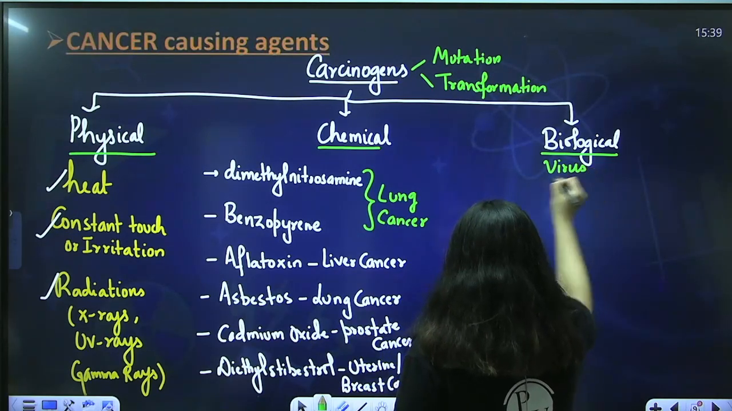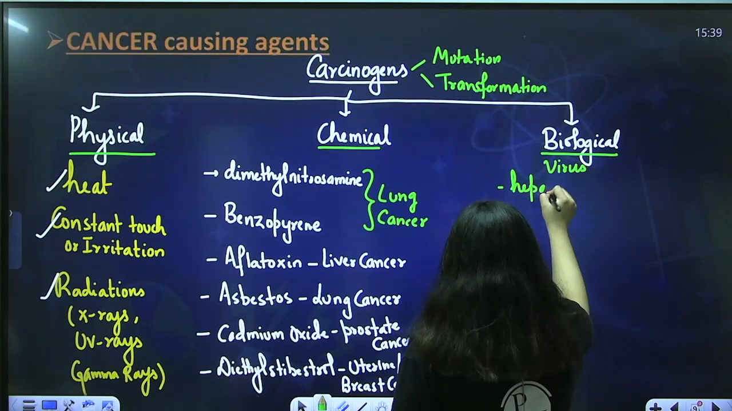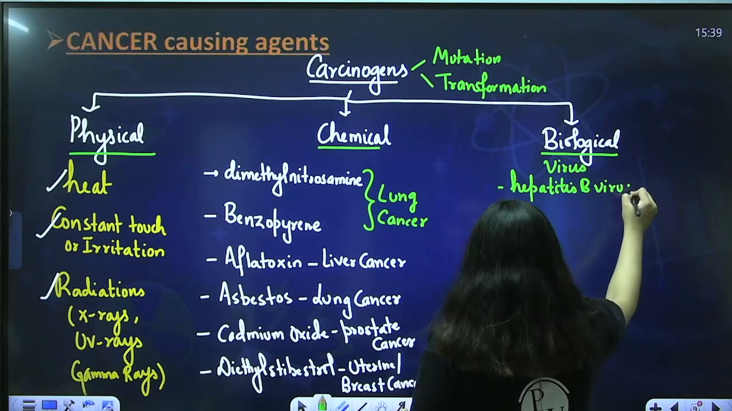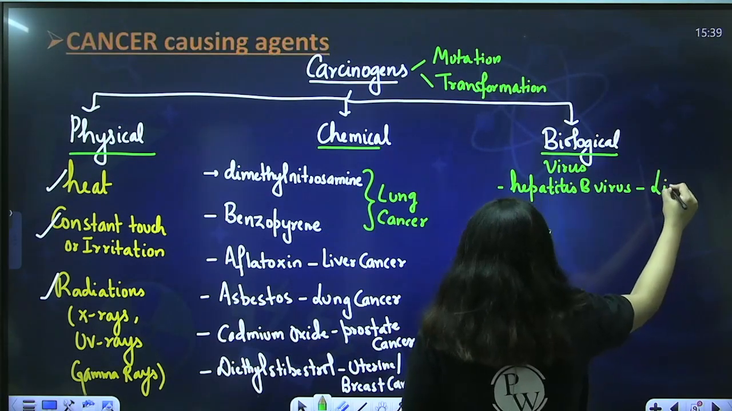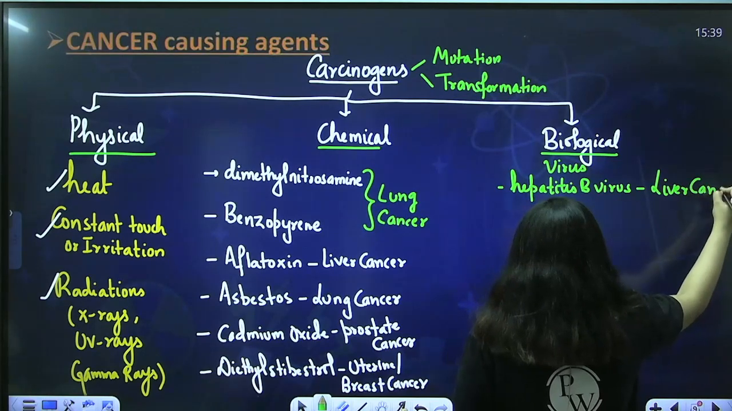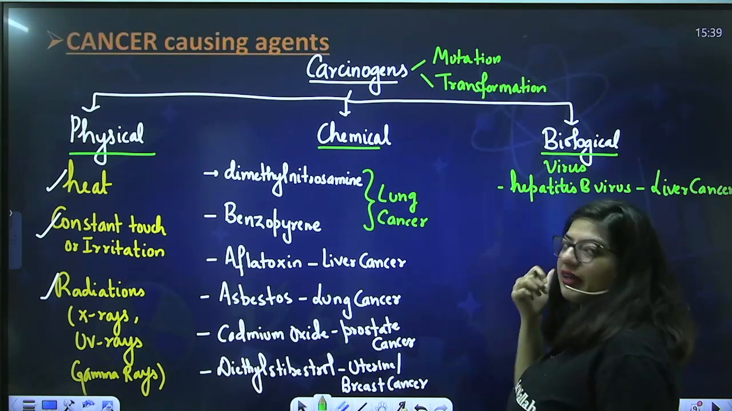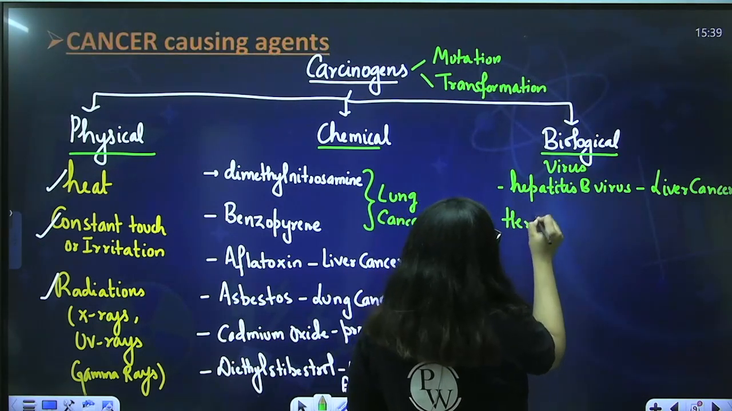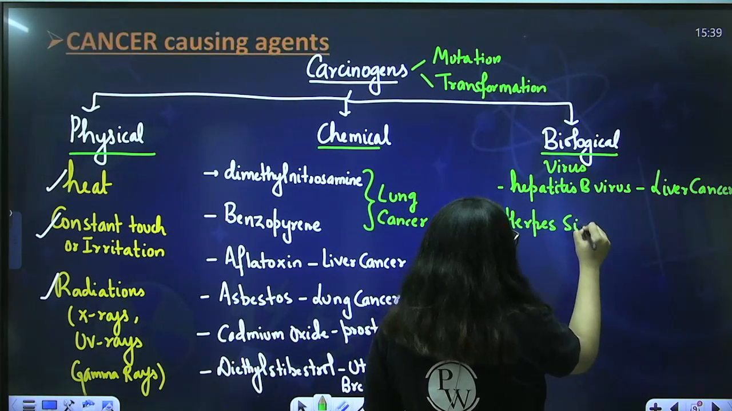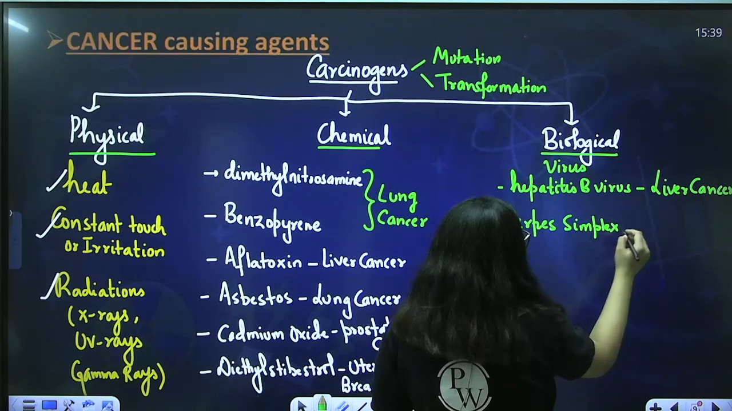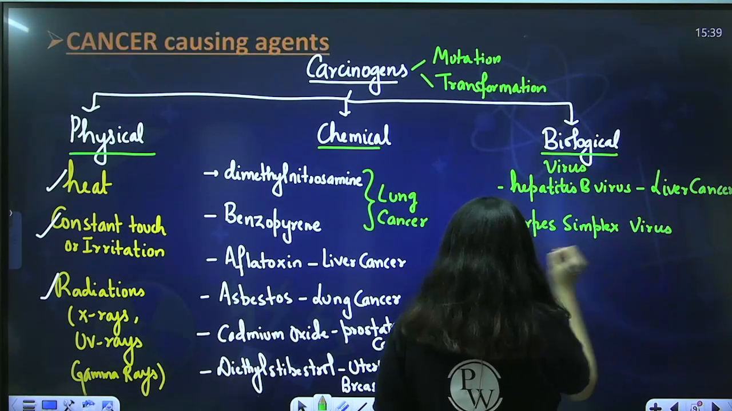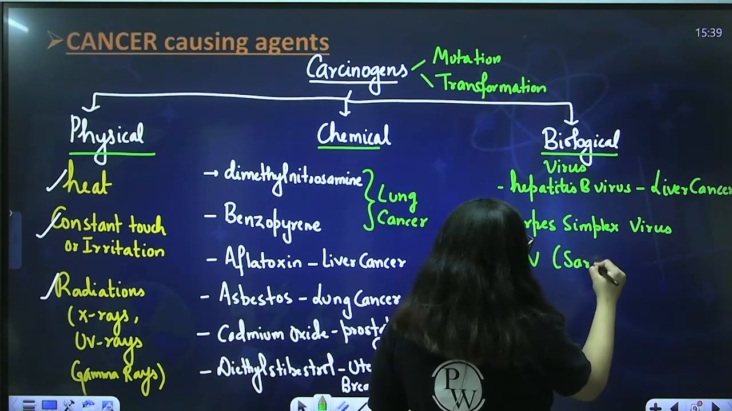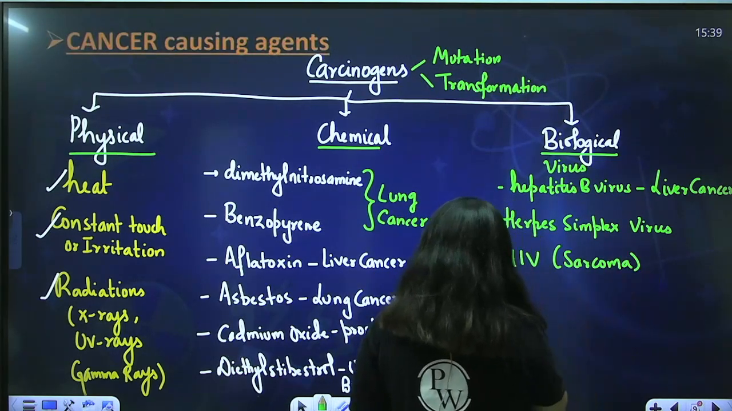What viruses? Like hepatitis B virus. Now you must be thinking, ma'am, hepatitis B virus causes hepatitis, but it also causes liver cancer. Next we have herpes simplex virus. This is also a virus that can transform a normal cell into a cancer cell. Then we have HIV that causes sarcoma. I will let you know what sarcoma is.